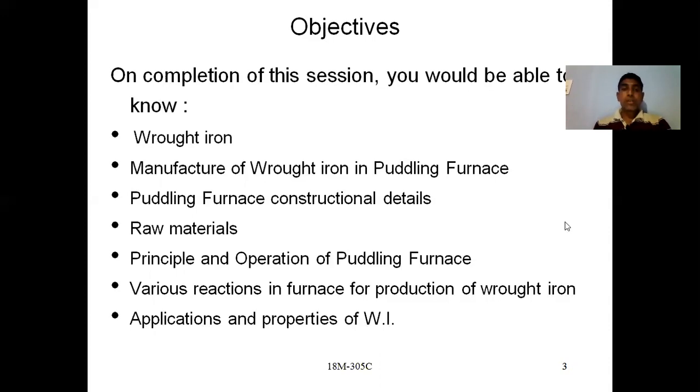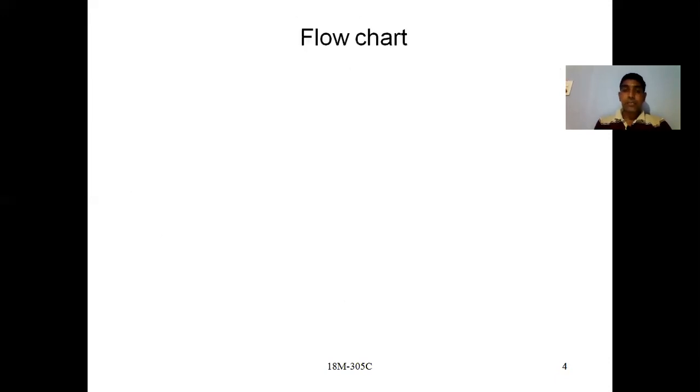So what are the concepts we are having? What is wrought iron, manufacture of wrought iron, puddling furnace constructional details, raw materials and principle and operation, reactions in the puddling furnace for making wrought iron, and applications and properties of wrought iron. These things we are going to discuss in this coming session.